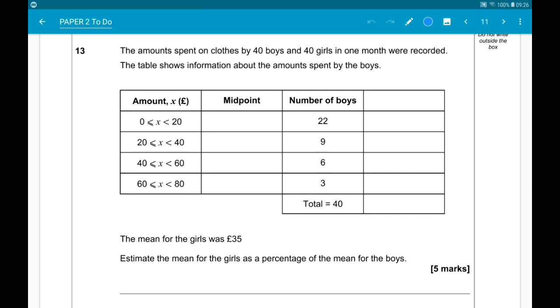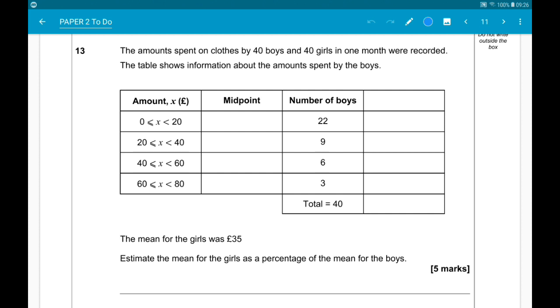Okay, number 13. The amount spent on clothes by 40 boys and 40 girls in 1 month were recorded. The table shows information about the amounts for the boys. We're told the mean for the girls was £35. We want to estimate the mean of the girls as a percentage of the mean for the boys. So we're going to need to work out the mean for the boys. So they've labelled the first column for us. We do indeed need the midpoints.